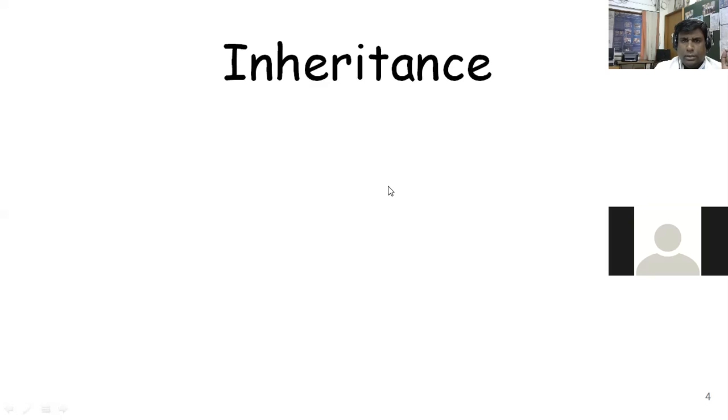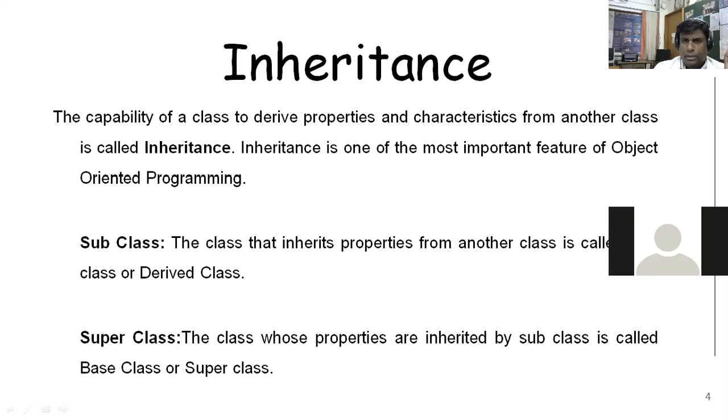Okay, so let us see what inheritance is. Basically, the capability of a class to derive properties and characteristics from another class is called inheritance. Inheritance is one of the most important features of object-oriented programming. Just like us, we are deriving some properties and characteristics from our parents. That is what we are doing, inheritance.